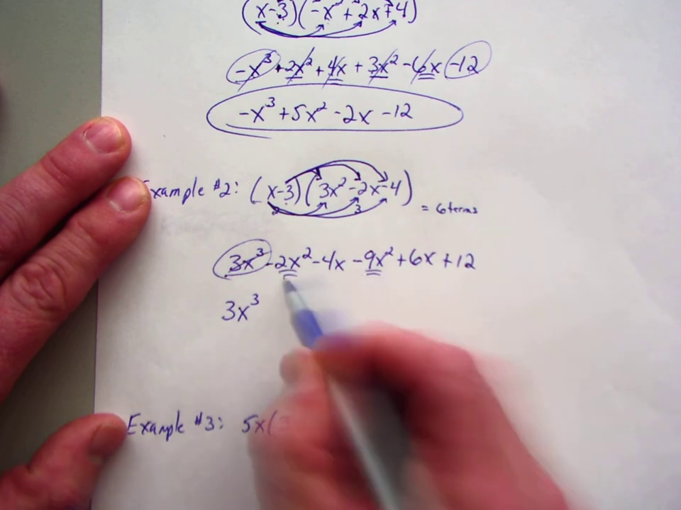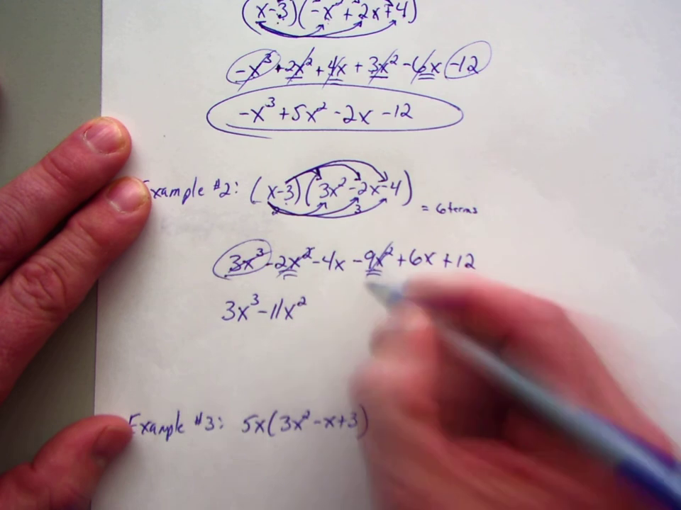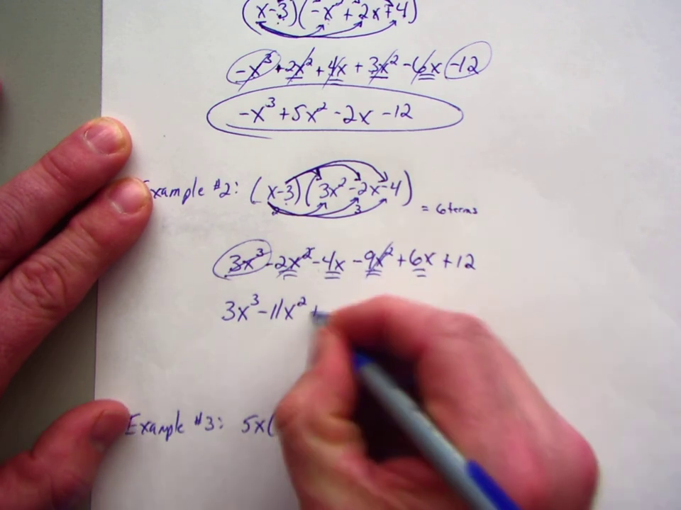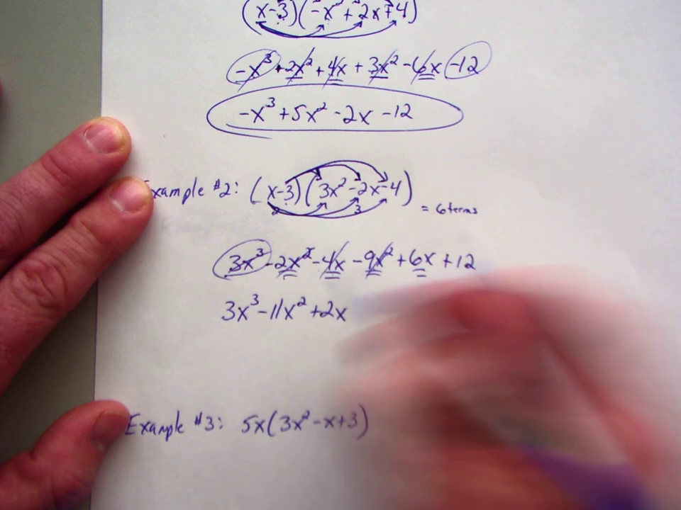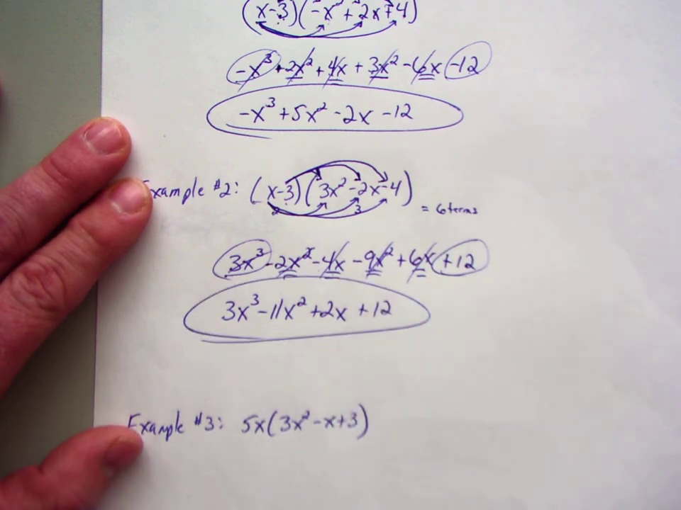Quadratics, I got a negative 2 and a negative 9, so it's a negative 11x squared. Linears, I got a negative 4 and a positive 6, so that gives me a positive 2. And then my constant, which is 12. And there is my new polynomial.